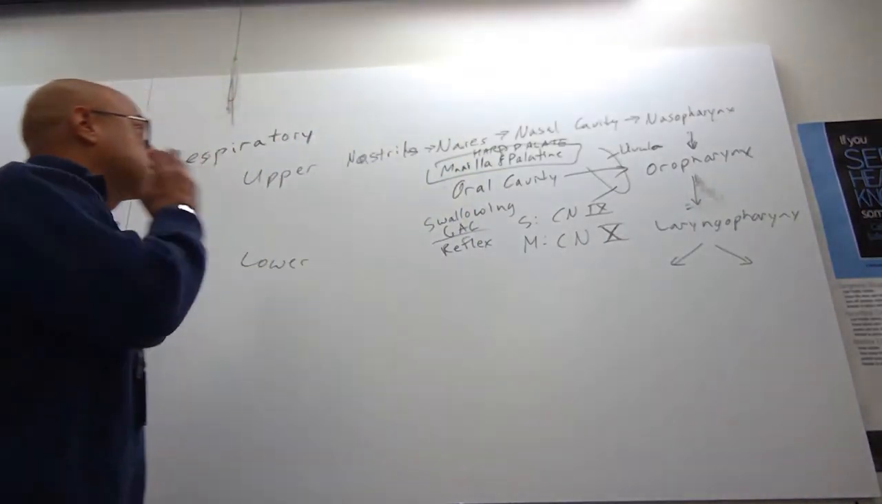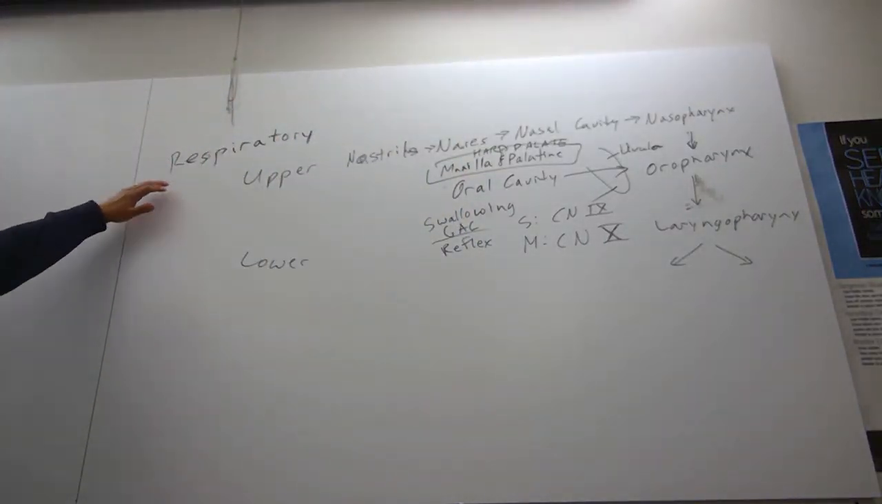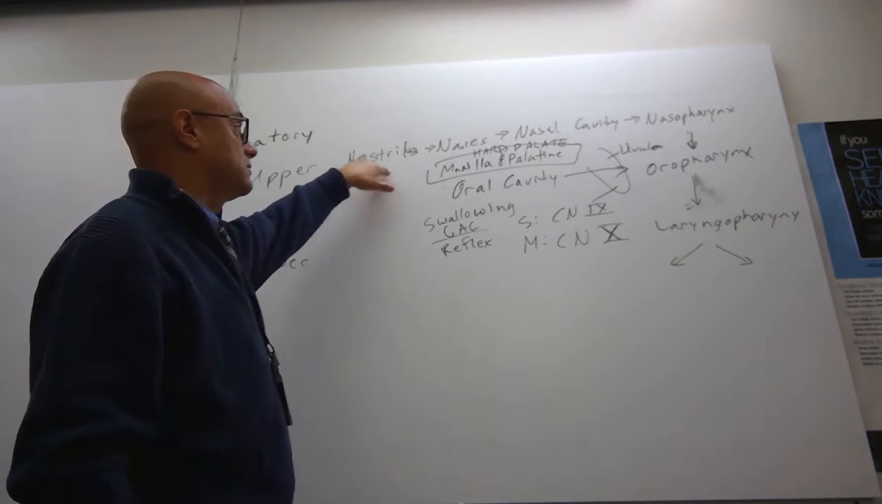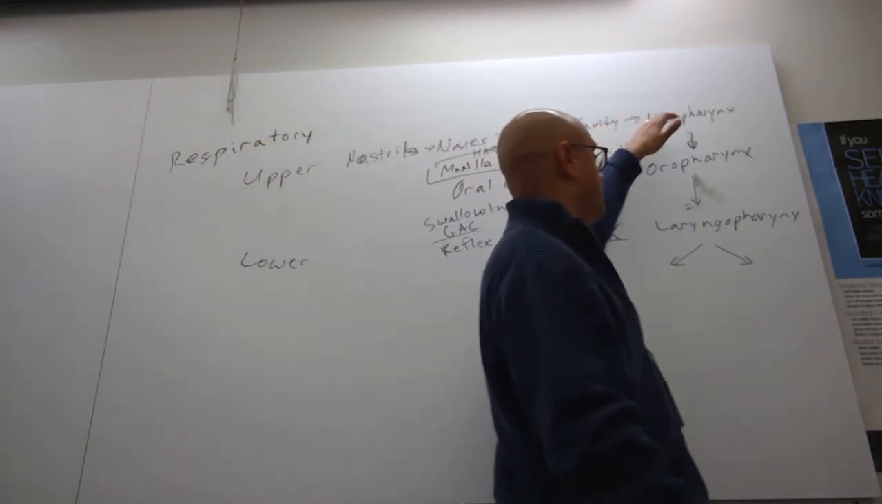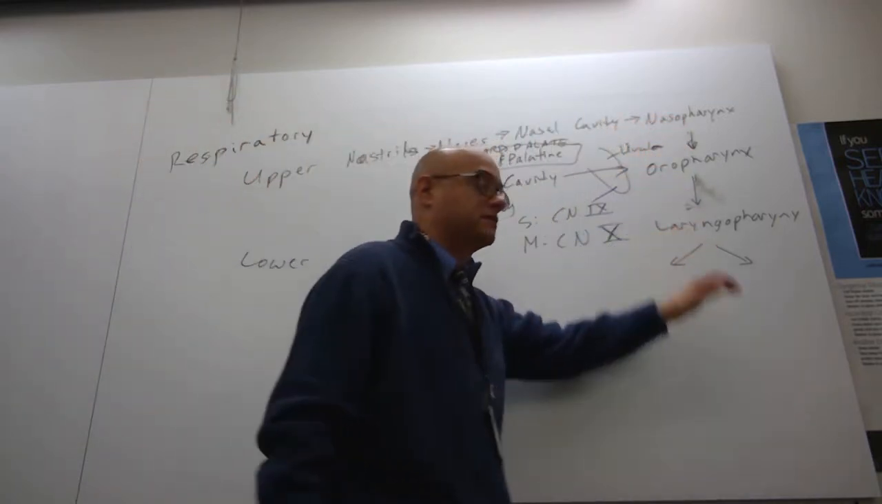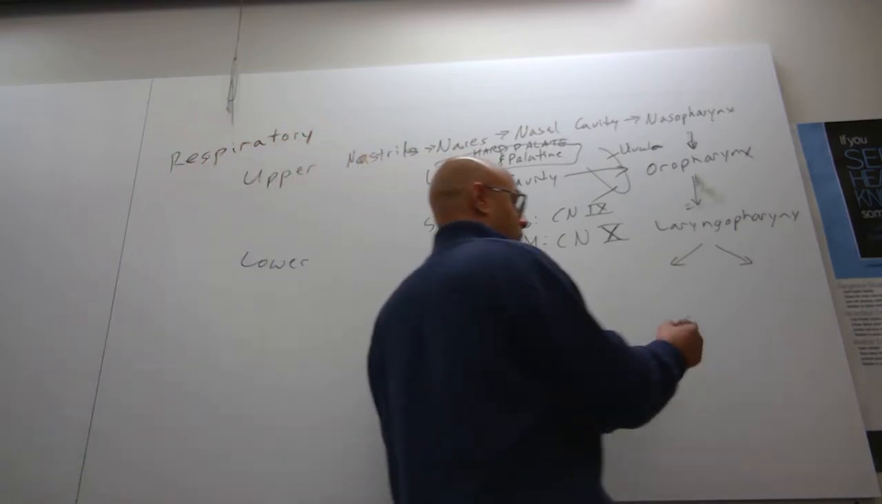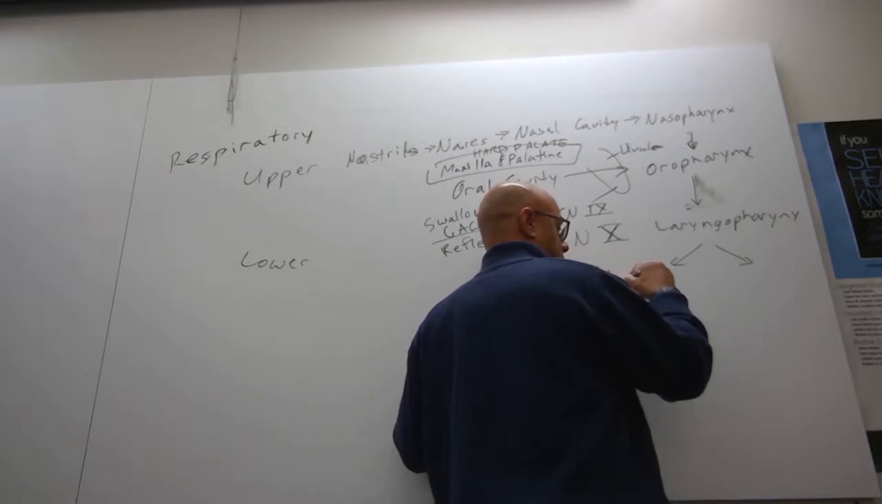Alrighty. So now, the respiratory system, we start with the upper, right? The upper respiratory system, which consists of the nostrils, the nares, the nasal cavity, the nasal pharynx, the oropharynx, the laryngopharynx. Does everybody understand me? When you hit the larynx, well, the larynx has what?